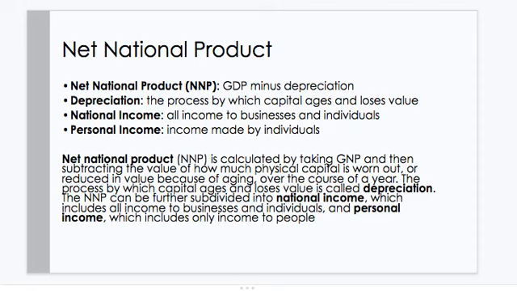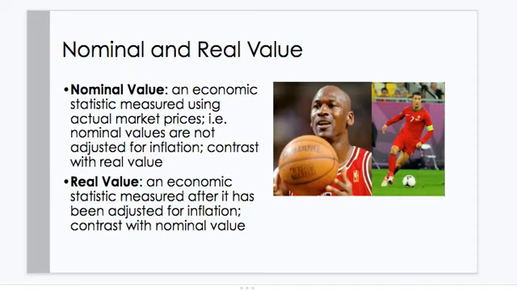Net national product is calculated by taking GNP and then subtracting the value of how much physical capital is worn out or reduced in value because of aging over the course of a year. The process by which capital ages and loses value is called depreciation. The NNP can be further subdivided into national income, which includes all income to businesses and individuals, and personal income, which includes only income to people.